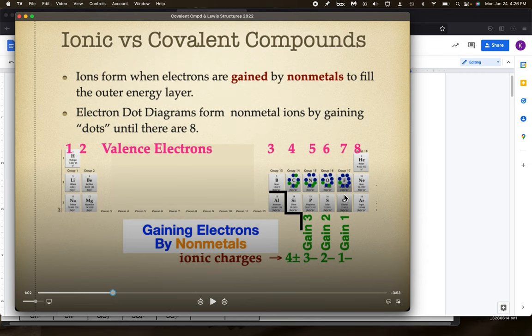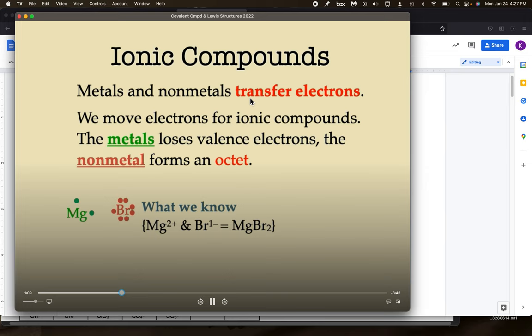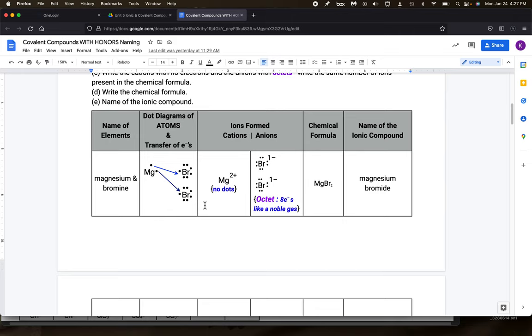The key ideas that we were going to talk about during this was how do you show the transfer of electrons for an ionic compound? So in the table, this is the example that's in the table right here. And what I'm showing is the number of dots on magnesium and the number of dots on bromine. But it is important to know that I didn't tell you how many pieces to go do.